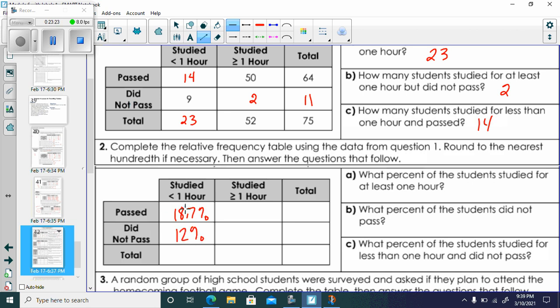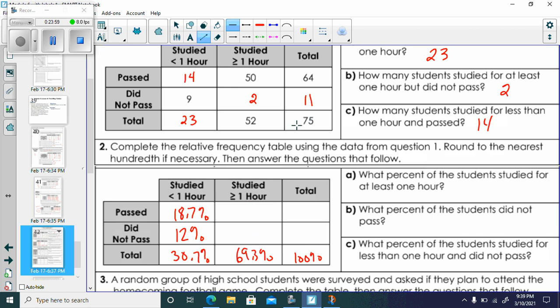Okay. The total here would be, let's see, add those together, 30.7% that studied for less than an hour. So if we're talking percents here, you know your total's 100%. You could just simply subtract 100 minus 30.7. That should give you 69.3%, shouldn't it? Let's check here. 52 out of 75, 69.3%. Okay? Now, let's find the answer here.